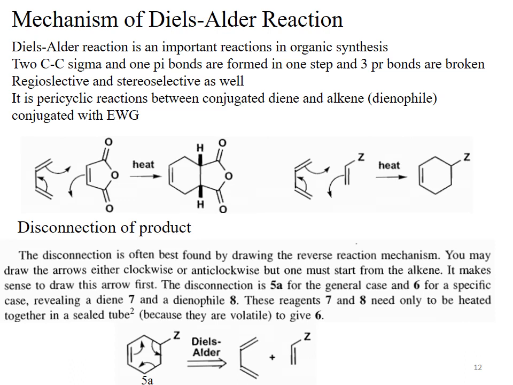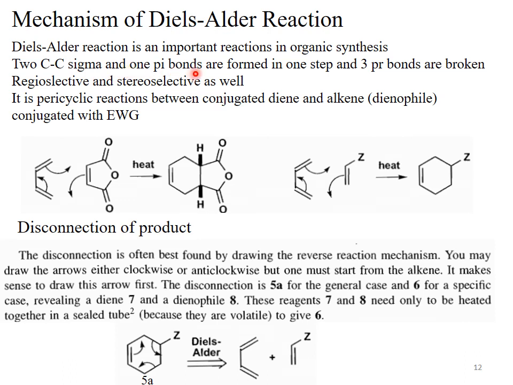Mechanism of the Diels-Alder reaction. The Diels-Alder reaction is an important reaction in organic synthesis. In this reaction, two new carbon-carbon sigma bonds and one pi bond are formed in a single step. It is a pericyclic reaction. See this reaction with mechanism. It's a simple diene and it's a dienophile. The double bond is in conjugation with an electron withdrawing group. It's an anhydride. The reaction is thermally catalyzed, so it's a thermally catalyzed Diels-Alder reaction.